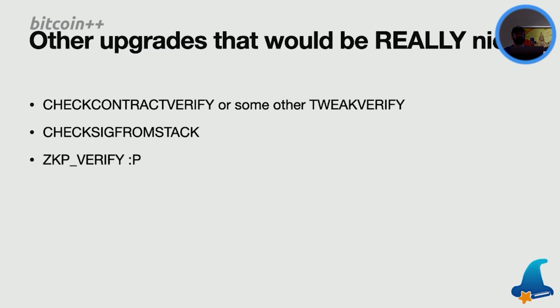Some other upgrades that would be super nice for this: CHECKCONTRACTVERIFY or some other tweak add would be great. CHECKSIGFROMSTACK. If I was Bitcoin king for a day, we'd have a ZKP verify, no question, and we'd also do script restoration. It would be awesome.